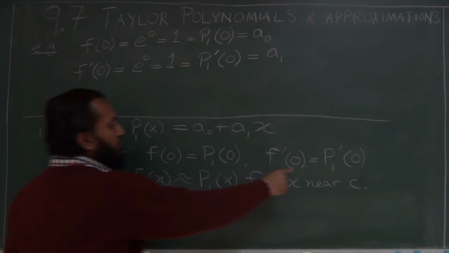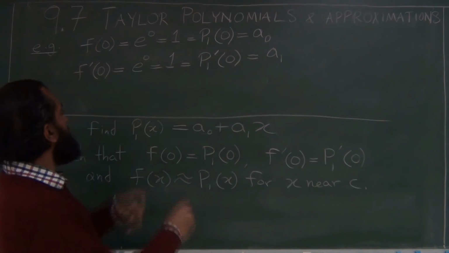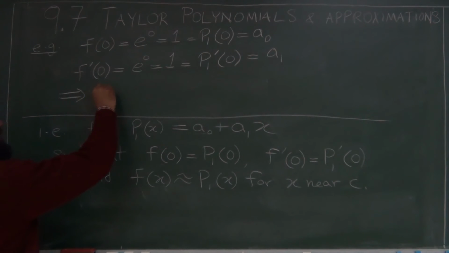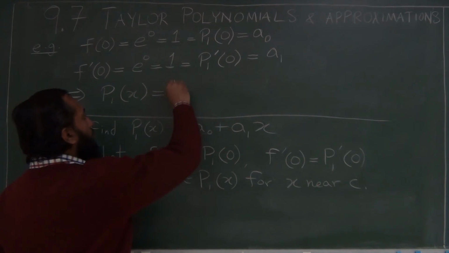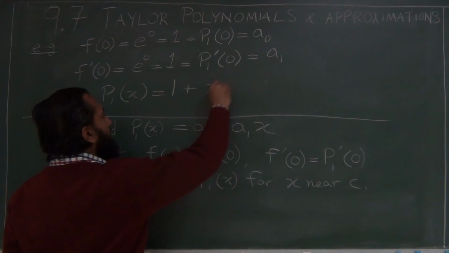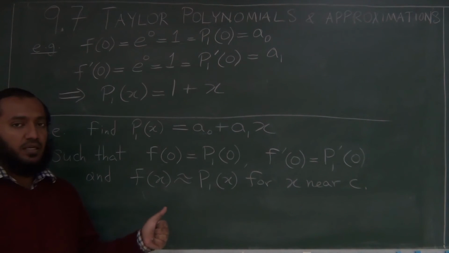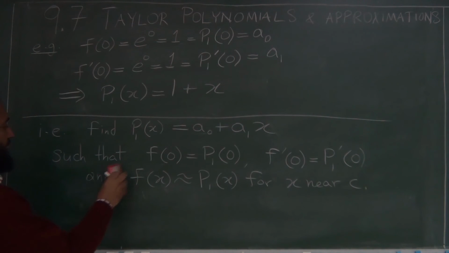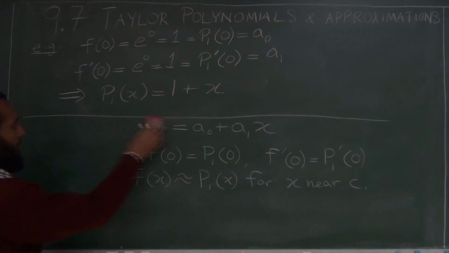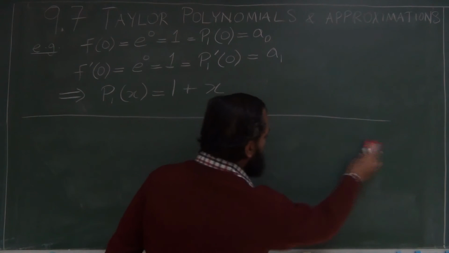So putting these two conditions on our function solves our two constants, a0 and a1 equal 1. It gives us that p1 of x is the function 1 plus x. So here is the first degree approximation to e to the x near c equals 0. Let's look at it graphically, how good an approximation it is. In other words, we'll plot e to the x and we'll plot this function we found.